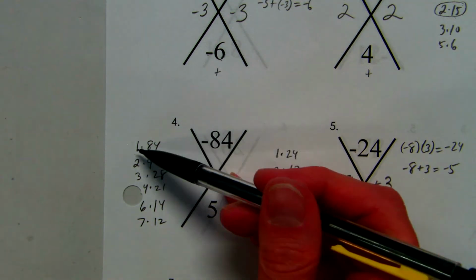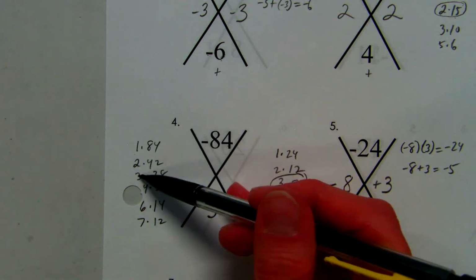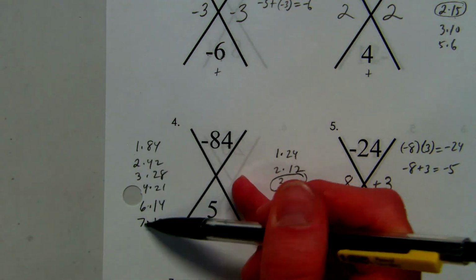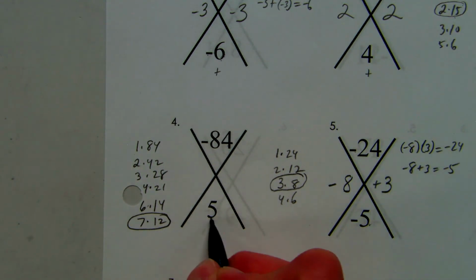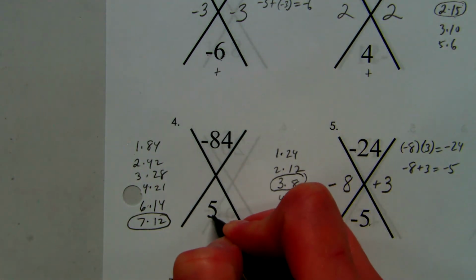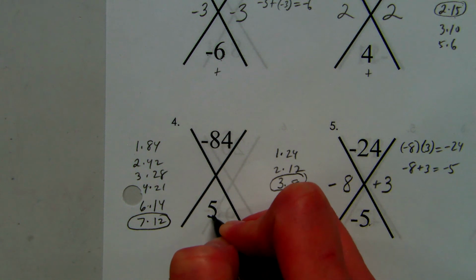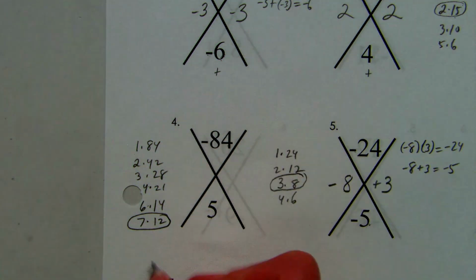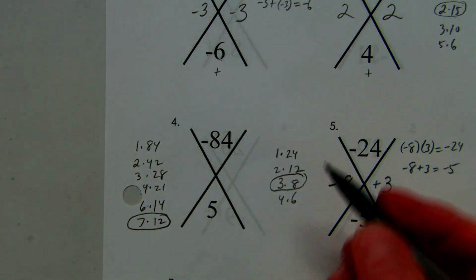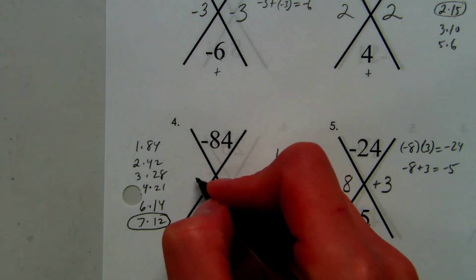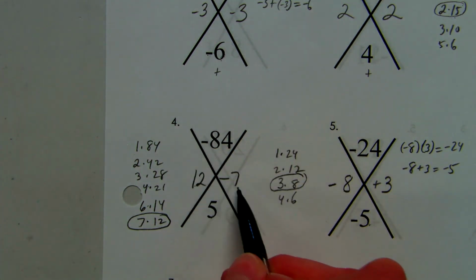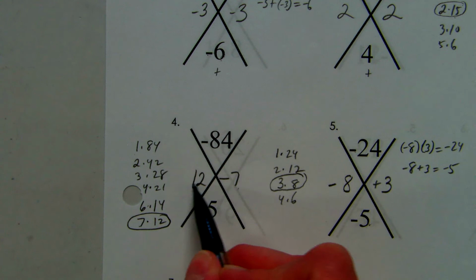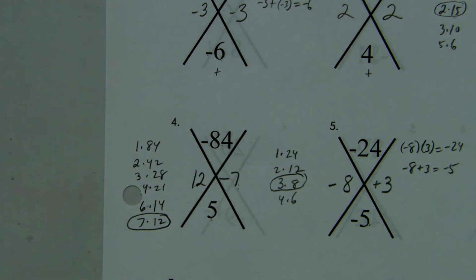I was just using a calculator to see if it divides. I know it divides by 2. Does it divide by 3, 4, 6? And so I'm working down the list until I find something that has a difference of 5. Now this is a positive 5. So what does that tell me? I'm using 7 and 12. So positive 12, negative 7. So if I add those, I get 5. If I multiply them, I get negative 84. Very good.